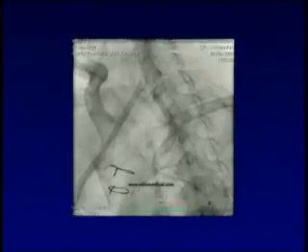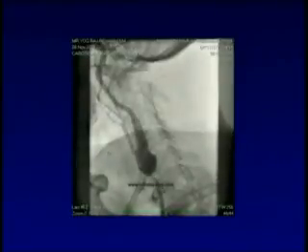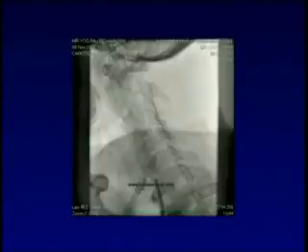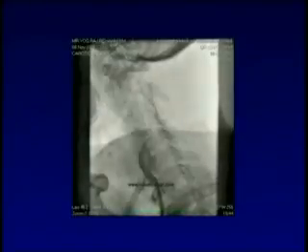So this is how we hooked the left common carotid artery. We got a catheter into the origin, then got a wire into the external carotid artery, got a sheath up into the common carotid artery before the aneurysm. And this is a shot from the sheath.